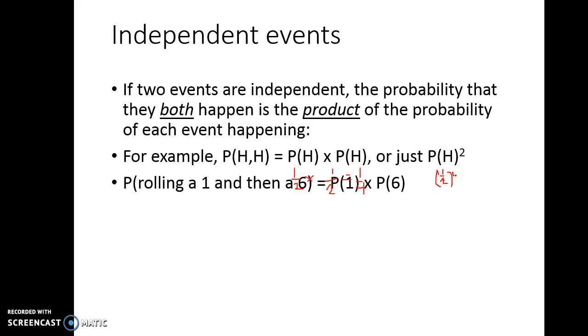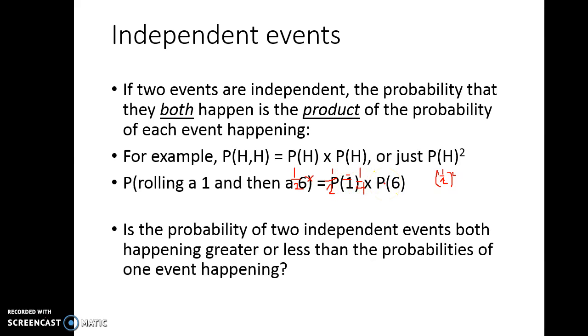What about the probability of rolling a 1 and then getting a 6? That would be the probability of getting a 1, 1/6, times the probability of getting a 6, which also happens to be 1/6. So we could calculate this as 1/6 times 1/6, or just 1/36.